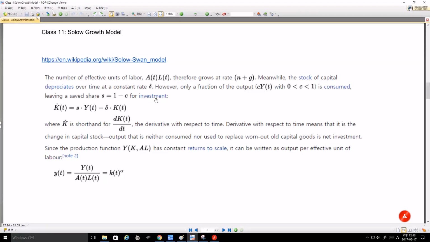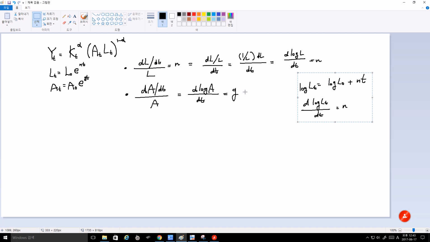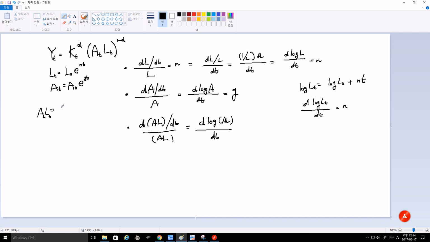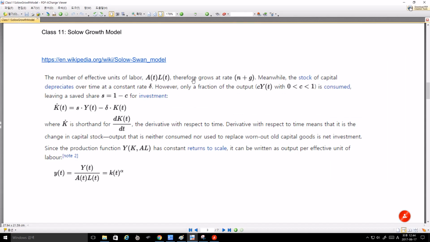Now, the number of effective units of labor, AL, therefore grows at a rate of n plus g. So it is basically the percentage growth rate of augmented labor. This is d log AL over dt. Multiplying these two, AL is A0 L0 e^((n+g)t), so it is n plus g. We know this one. So therefore, AL grows at rate n plus g.